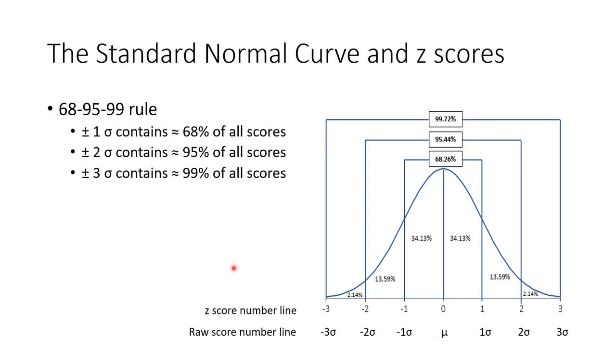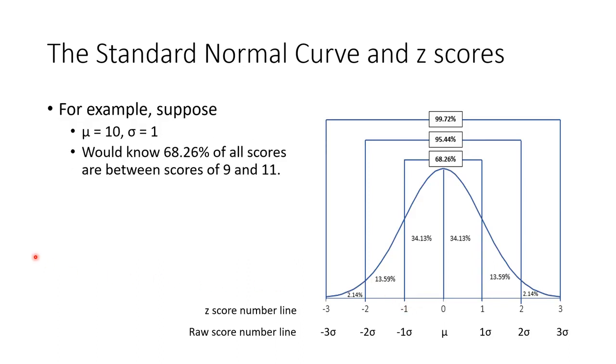You may be wondering, well, why is this so important? Well, the reason why it's important and useful for researchers is that if you know this rule and you know how to work with these probabilities, you can take any raw score and convert it into what's called a z-score, and then determine the probability that you would get that score or something higher or lower than that score. Let me show you an example.